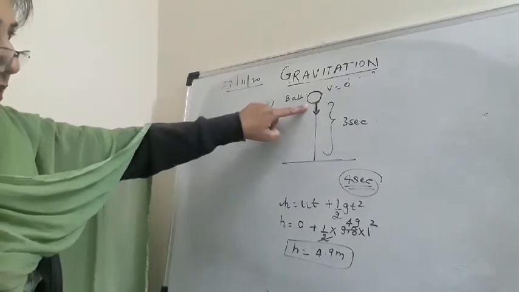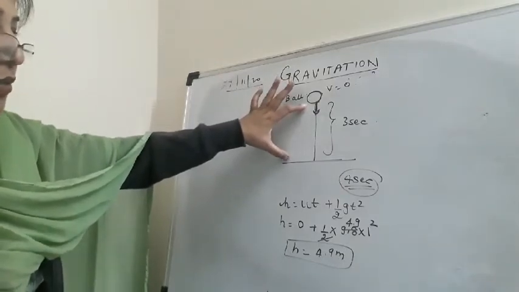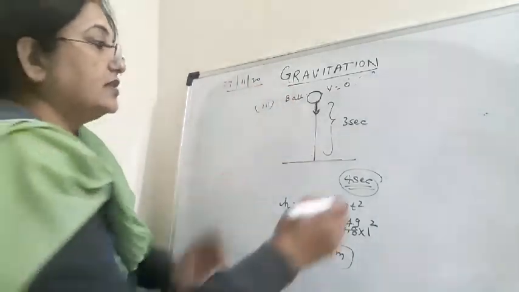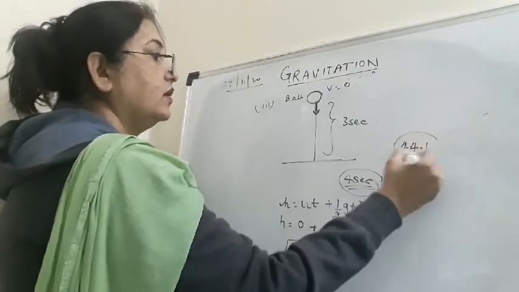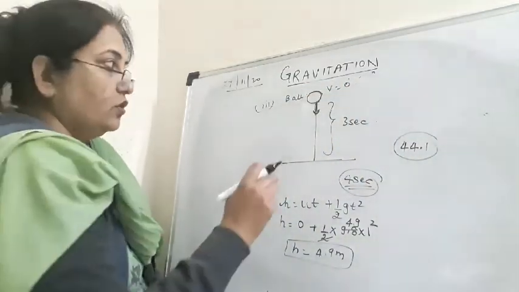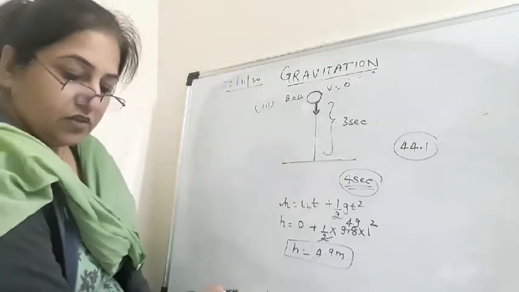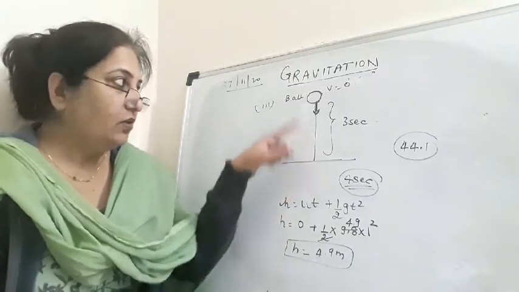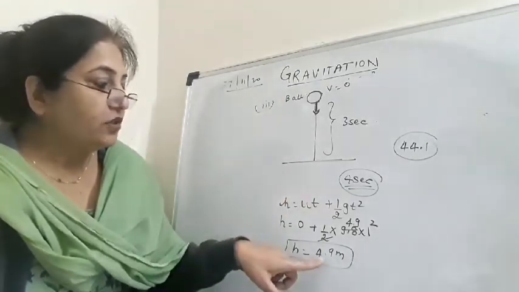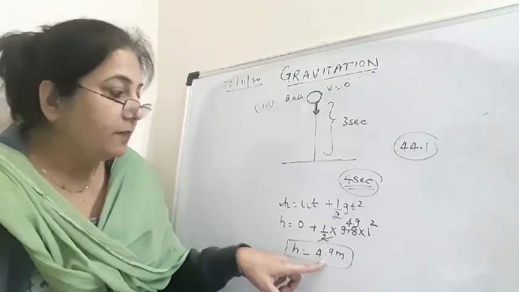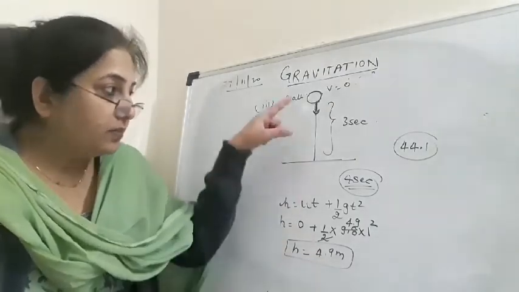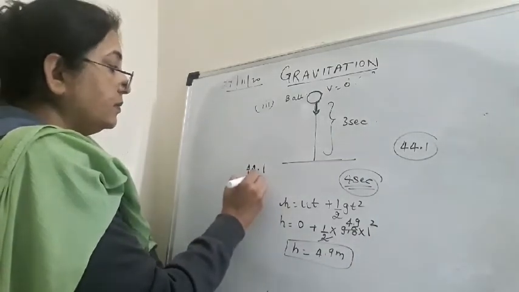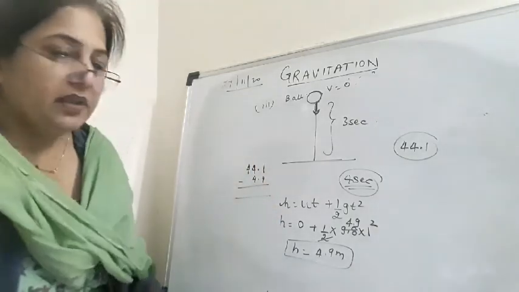Okay. And what is the total height we calculated? If you want to find the position of the ball from the ground, then you subtract from the distance. Total distance was how much it traveled? 44.1. Okay. So they are asking you just to find the position after 4 seconds. They are not specifying whether you have to find out from the ground or from the top. So this is the position of the ball from the top, that is 4.9 meters. And if you have to find the position of the ball from the ground, what you will do? You will subtract 44.1 and 4.9. That will be the answer.